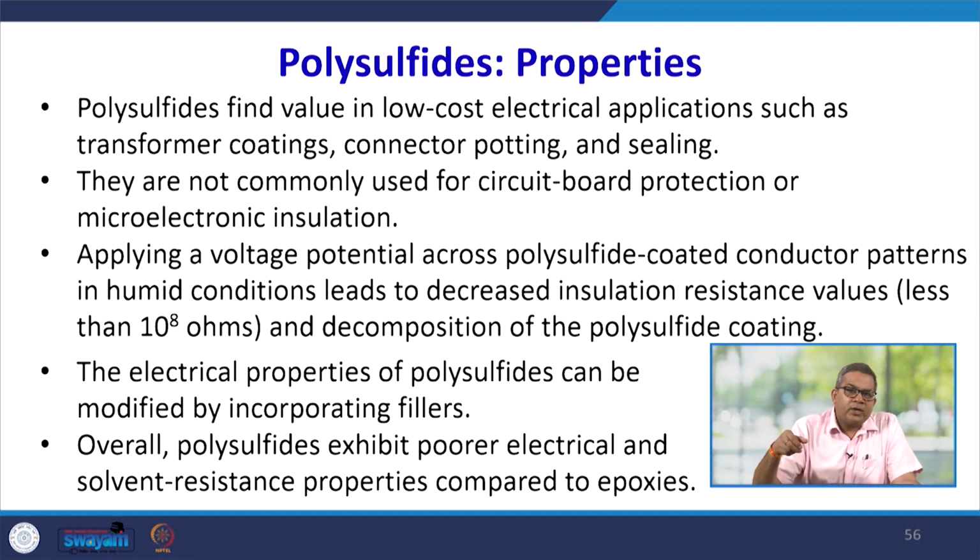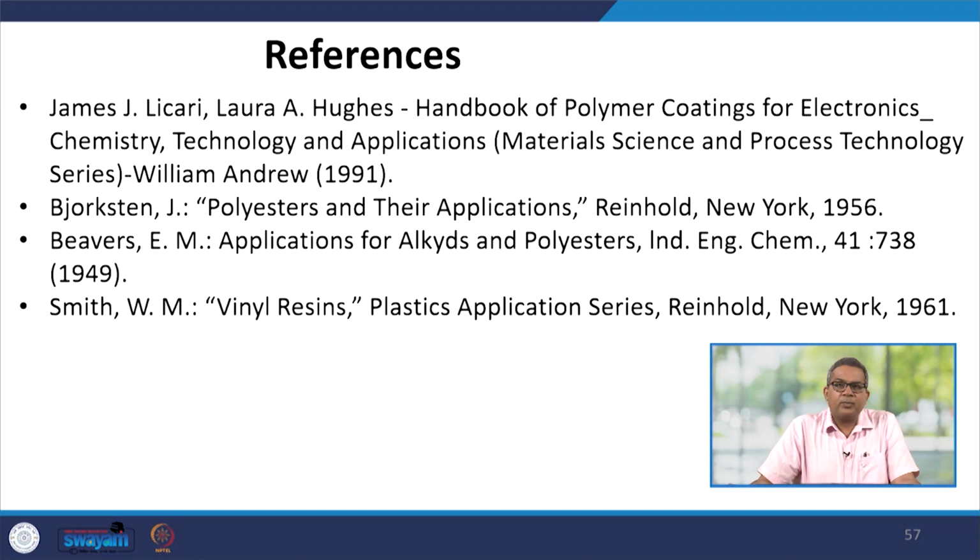So, applying a voltage potential across the polysulfide coated conductor pattern in humid conditions leads to a decrease in insulation resistance values and decomposition of the polysulfide coating. The electrical properties of polysulfide can be modified by incorporating fillers. So, overall polysulfide exhibits poorer electrical and solvent resistance properties compared to epoxies.